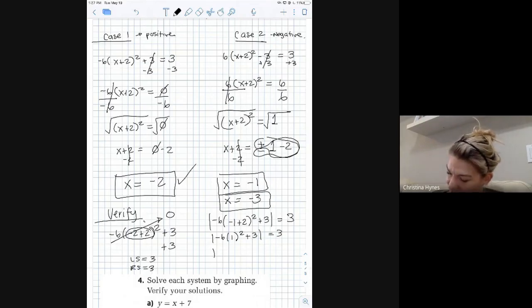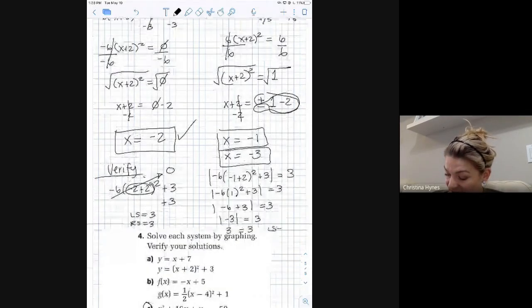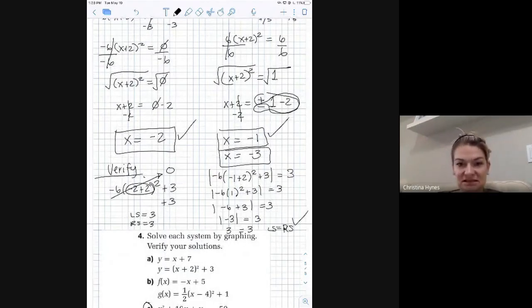And then we have 1 squared is 1. -6 times 1 is -6. -6 plus 3 is -3. And then the absolute value of -3 is actually 3. So left side does equal right side. So that means that -1 is a solution.